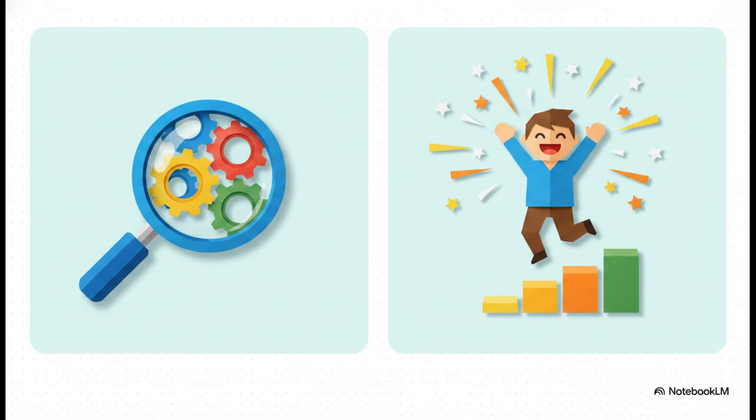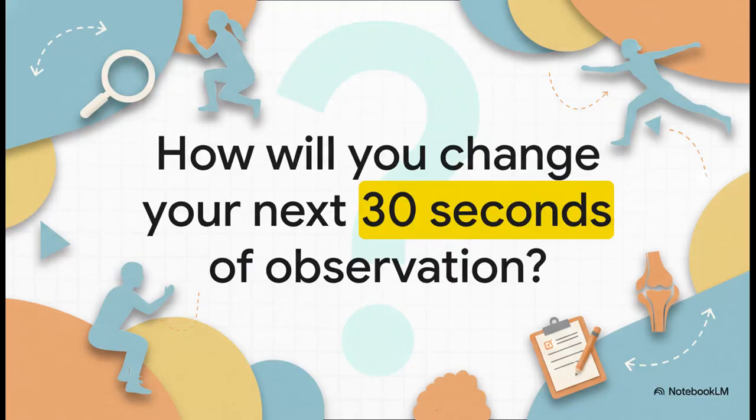And for the student, well, targeted corrections significantly reduce their frustration. It builds visible improvement quickly, which directly spikes their confidence and engagement. You preserve the momentum of the class while actually facilitating real, visible growth. I want to leave you with this final, thought-provoking question. How will you change your next 30 seconds of observation?